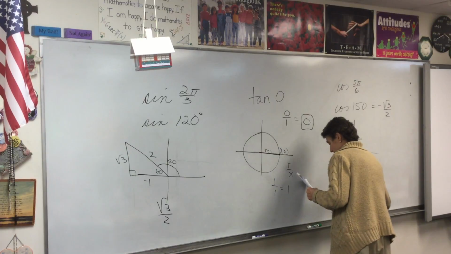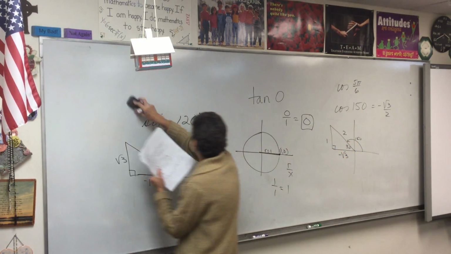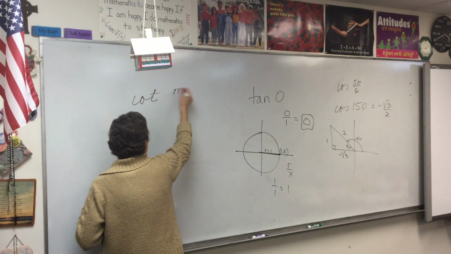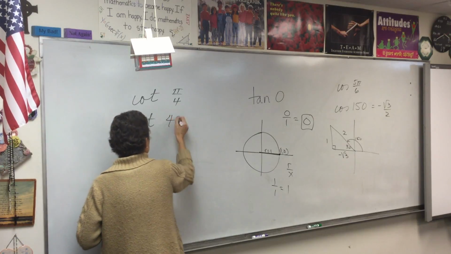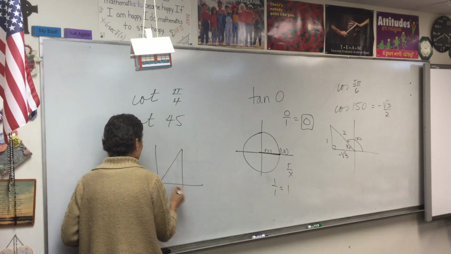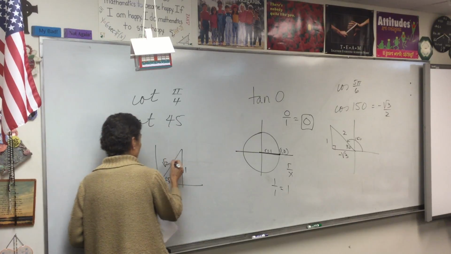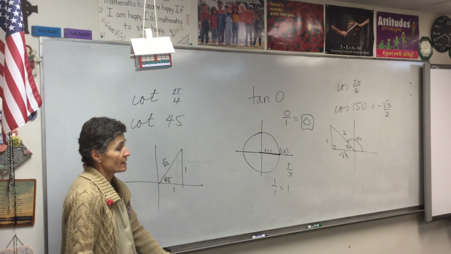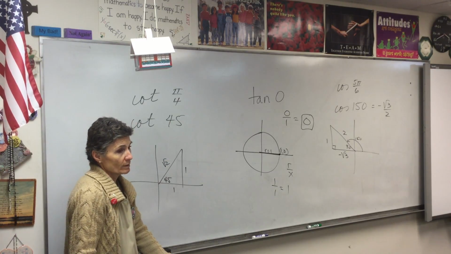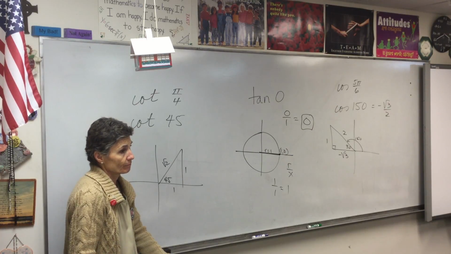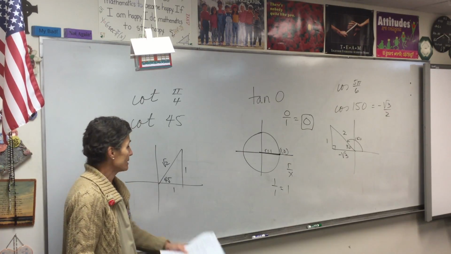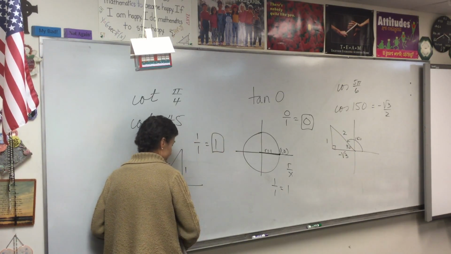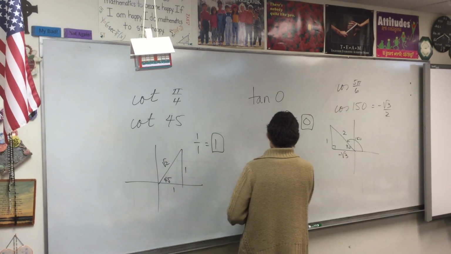Cotan pi over 4. What's pi over 4? That's 45. So I want the cotangent of 45. So 45 is in quadrant 1. Don't have to worry about any negatives. It's just a 45-degree angle in quadrant 1. And I want the cotangent. What's the cotangent? Adjacent over opposite, which would be 1 over 1 or 1. Which, funnily enough, is also the tangent. Which is also the tangent, yep.